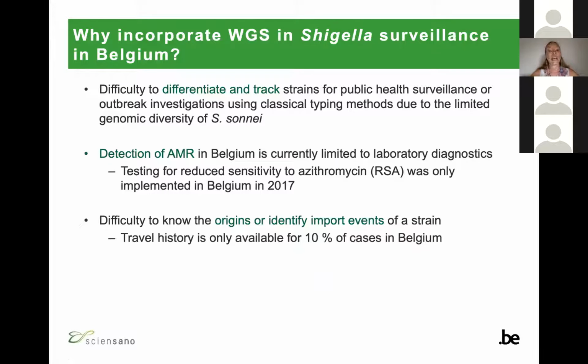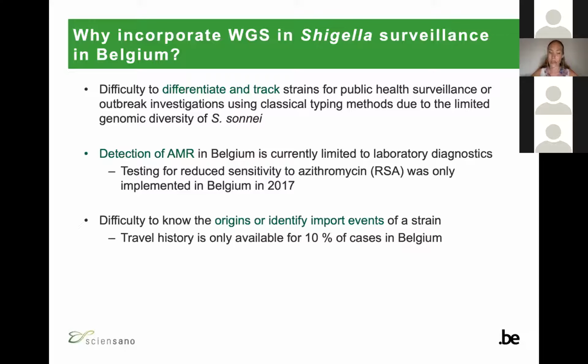So why would we like to incorporate whole genome sequencing into surveillance in Belgium? First of all, currently, it is difficult to differentiate and track strains for public health surveillance or outbreak investigation by the use of classical typing methods, because Shigella sonnei doesn't have any subtypes as compared to Shigella flexneri, and also the genomic diversity is limited.